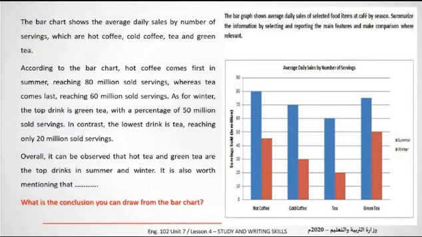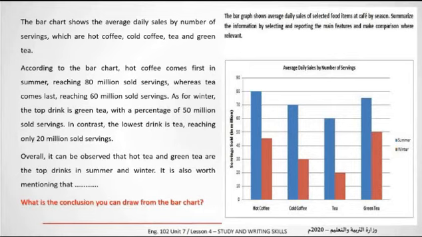Okay. So this is how you transfer the information from the visual form into the written form. Because you have to describe the bar chart in words so that everyone can understand. So the bar chart shows the average daily sales by number of servings, which are hot coffee, cold coffee, tea, and green tea.